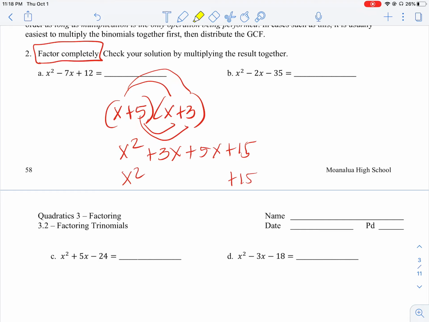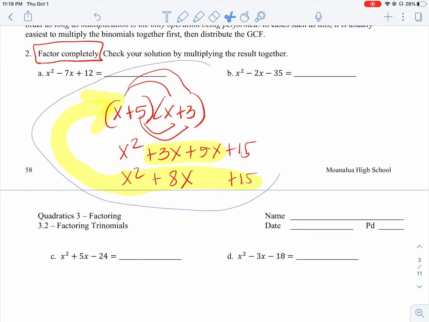And you see how these two right here, right? So you have a 3x and a 5x. And so you're going to do plus 8x, right? And so the x plus 5 and x plus 3 is a trinomial that resolves into x squared plus 8x plus 15. And so what we're doing today is we're doing a reverse process where we have the trinomial and we want to go back to the factored form. Okay? Does that make sense?